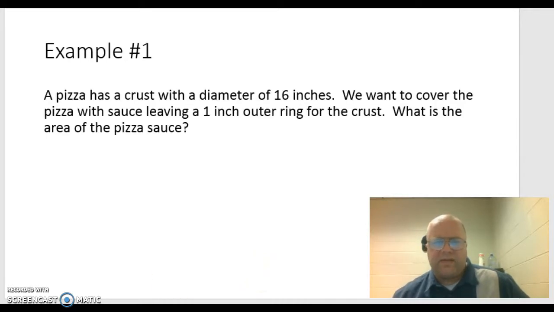So let's look at a couple of examples. The first one is we'll have a pizza, 16 inches in diameter, and we want to cover it with sauce, but we want to leave a 1-inch outer ring for the crust. So what's the area of the pizza sauce?